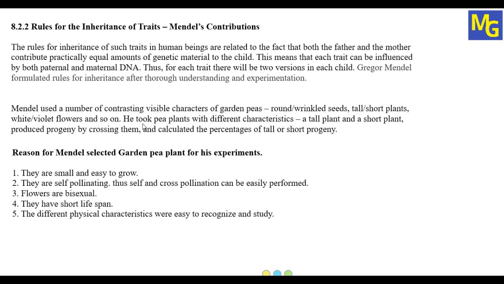He took pea plants with different characteristics, and what he did in his experiment was take a tall plant, then take a short plant, cross those plants, and he got a progeny after crossing. After getting the progeny, he calculated the percentages of tall and short plants, and then he gave some of the rules. Why did he choose the pea plant?